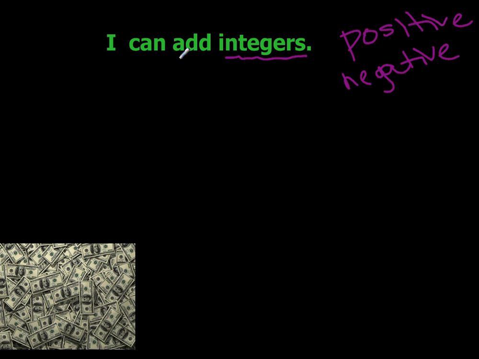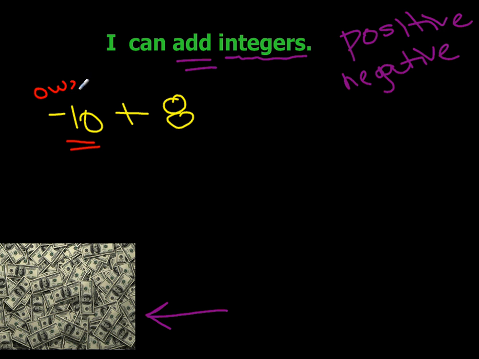Now, when I think about adding integers, I always like to think about money. So I might have a problem like this: negative 10 plus 8. Whenever I see negative numbers, I'm going to think about this being money that I owe. And where I see positive numbers, I'm going to think about this being money that I have. So in this situation, I owe somebody $10 and I have 8. If I pay off my debts, what kind of situation am I going to be in? I'm going to owe $2.